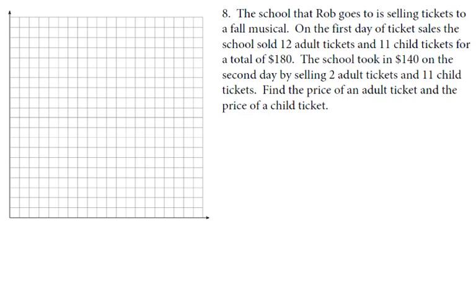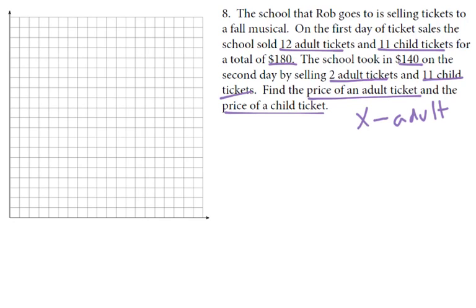Okay, Rob selling tickets to the fall musical. First day they sold 12 adult, 11 child, for a total of 180. Then the next day 140 by selling 2 adults and 11 child. Find the price of an adult ticket and the price of a child ticket. So we'll use X. X we'll say is adult ticket price, and Y is child price.